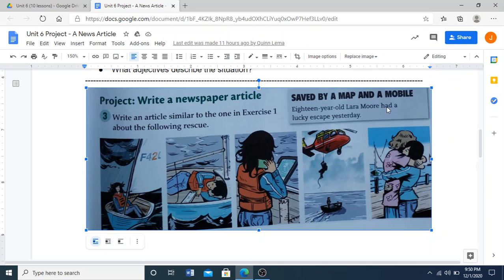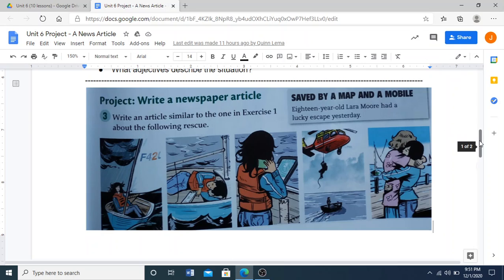18-year-old Lara Moore had a lucky escape yesterday. So, this is an example of a title and a headline to begin such an article with. If you want to use this idea, fine, but if you have your own idea, you can expand your own idea to write a rescue.